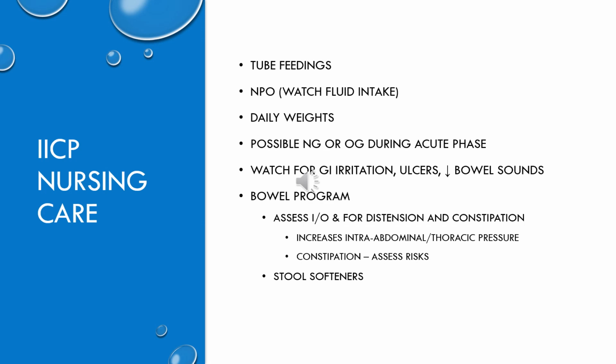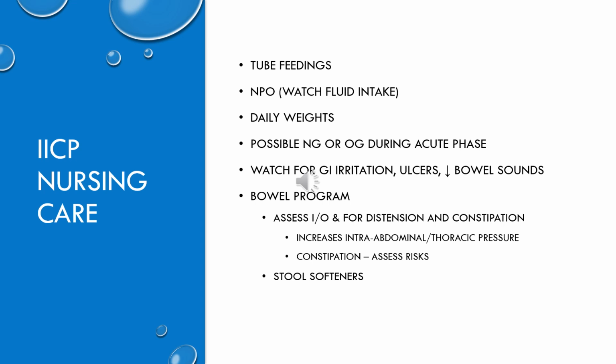Okay, so now looking at the GI nutrition part of nursing care for increased intracranial pressure. Very common that these patients will have some kind of tube feeding going. They typically are NPO. You will replace fluids via the IV system. You do want to weigh them daily to make sure that you're having a positive balance. They may have an NG or an OG placed during the acute phase, and the reason I put OG here is, if you have a patient that comes in with head trauma, you're real reluctant to drop an NG tube down somebody who you think may have skull fractures and things like that. So there may be an OG in place here.